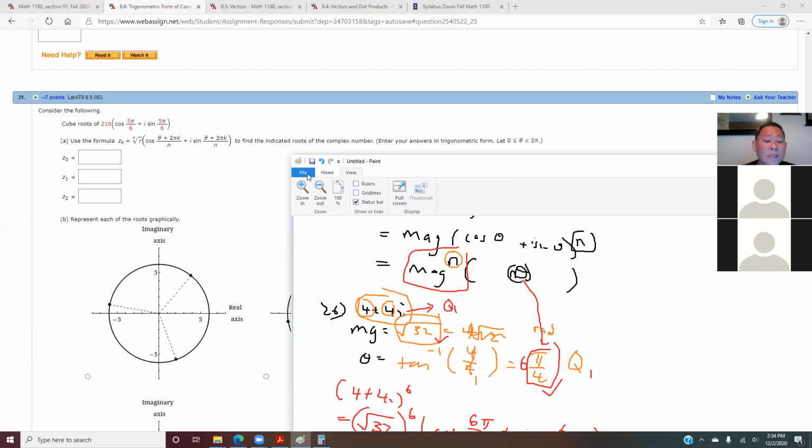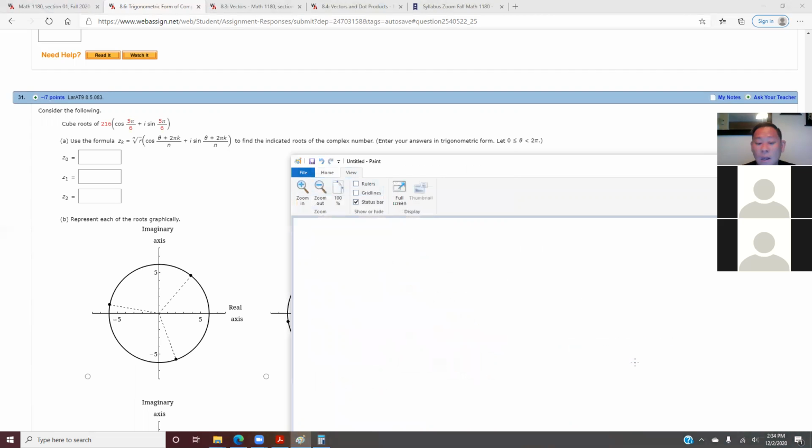So how do we do this kind of question? Number 21 is, so the r is the magnitude, the theta is the angle, and the n is how many roots. So in this case, if you look at this, your r is 216. Your theta in this case is 5 pi over 6. And your n in this case is 3 because it's a cube root.